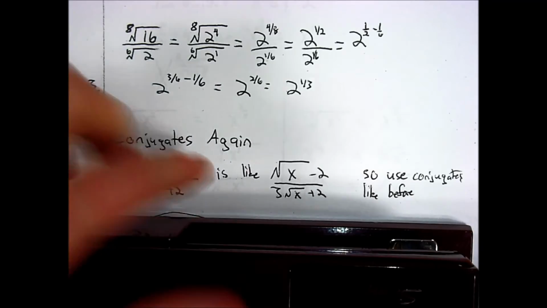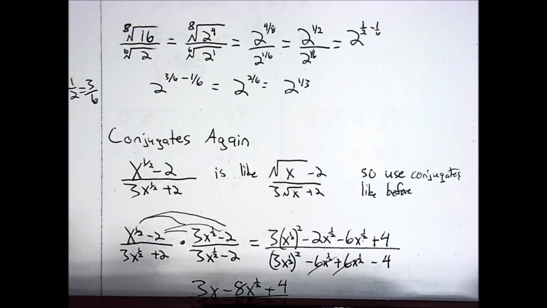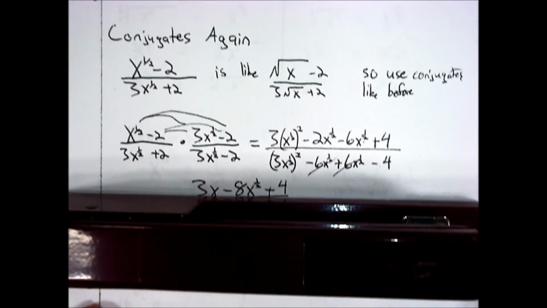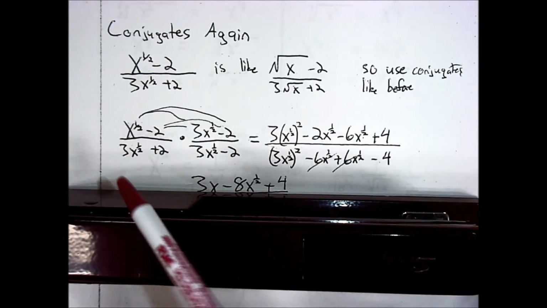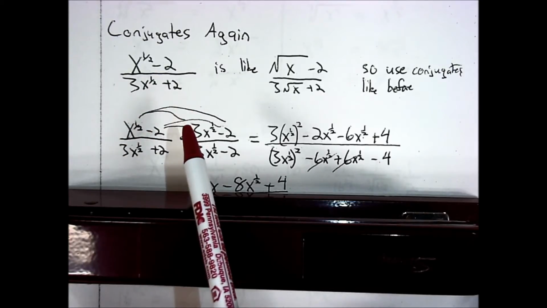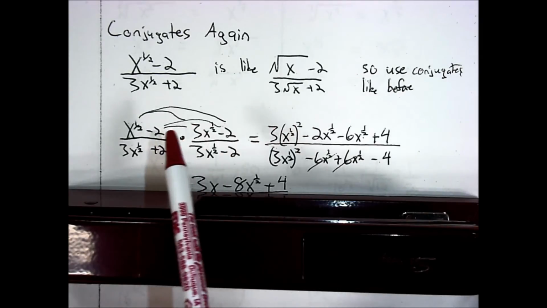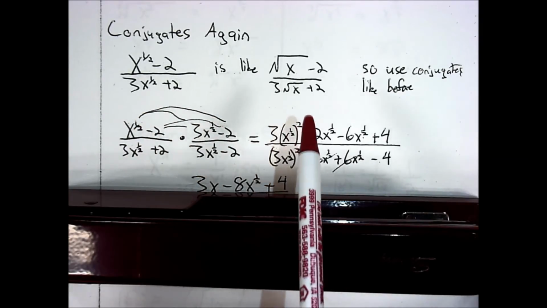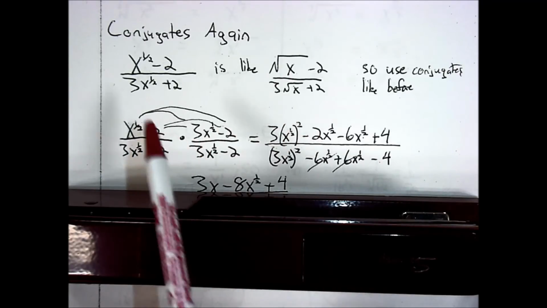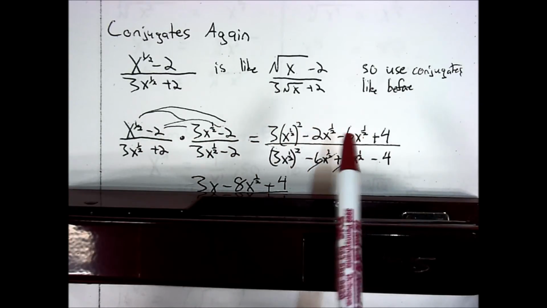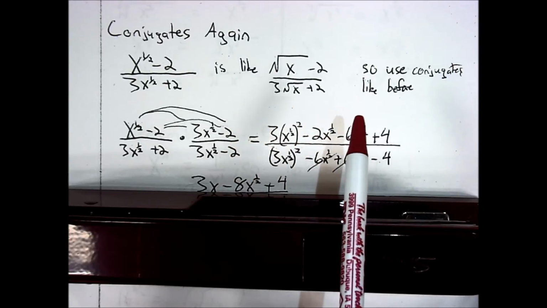So we'll keep it in rational exponent form, but we're just going to use the conjugate, which is the same as our denominator, but with a different sign. So we're going to have 3 times x to the 1/2 minus 2, top and bottom. And then we're going to FOIL, or multiply this out. x to the 1/2 times 3x to the 1/2 is 3 times x to the 1/2 squared. x to the 1/2 times a negative 2, so minus 2x to the 1/2. Negative 2 times 3x to the 1/2 is negative 6x to the 1/2. And a negative 2 times a negative 2 is a positive 4.